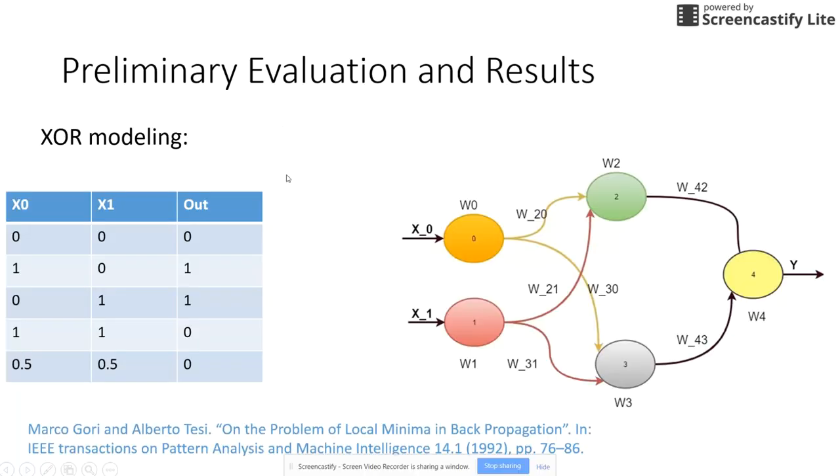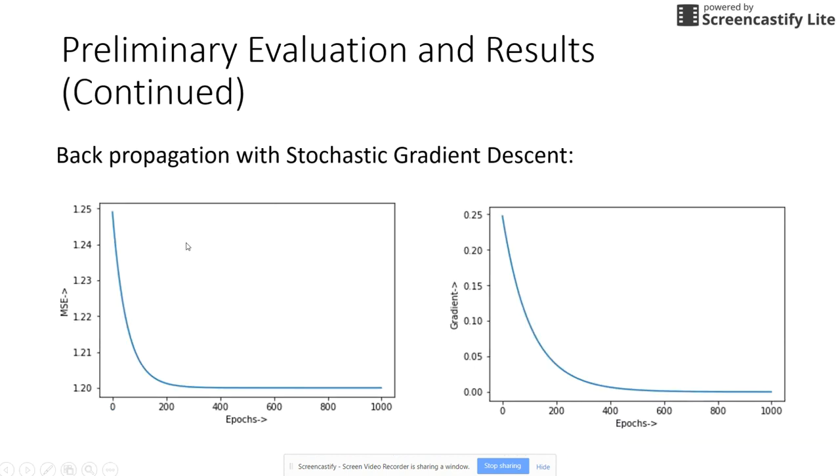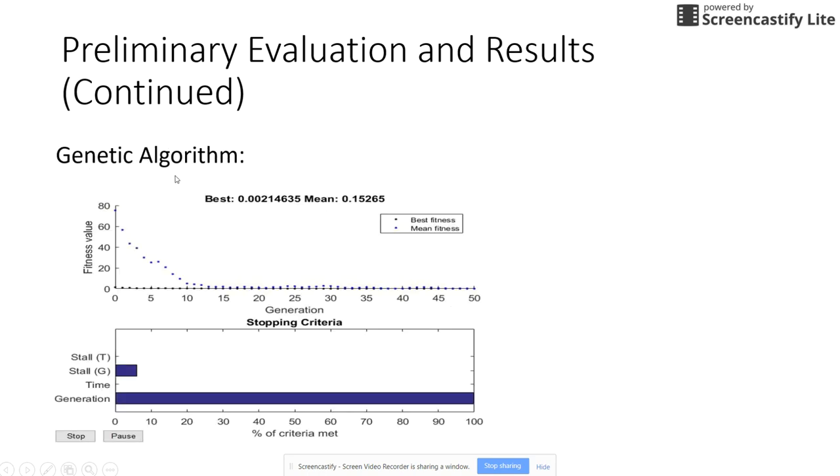Before going into deep results, let's start with some preliminary evaluation. This paper introduces that for this particular network and for the XOR data, there is a local minima using backpropagation. So let's first try to replicate the results. Using backpropagation, we can see that the mean square error is saturated at 1.2, while the gradient has become close to 0. Now training is done using genetic algorithm. We got a best of 0.002 for the same network. Thus, using genetic algorithm, we have successfully avoided local minima.